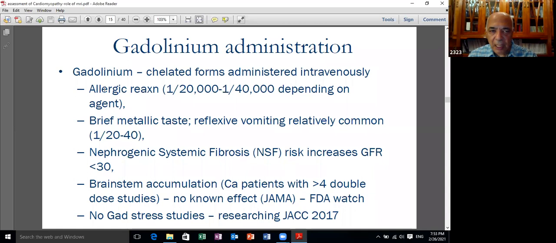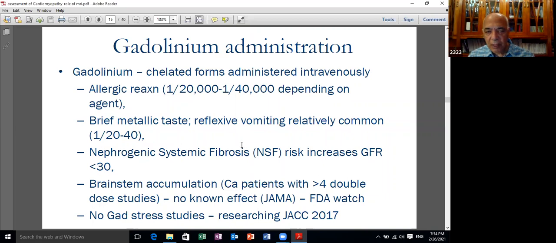It produces allergic reaction in a very small minority of patients, 1 in 20,000, 1 in 40,000. But it has a metallic taste, which is appreciated by 1 in 20 to 1 in 40 individuals. It can produce sometimes reflex vomiting. This is not an allergic reaction. This is a direct effect of the gadolinium on the chemoreceptor trigger zone in the floor of the fourth ventricle.